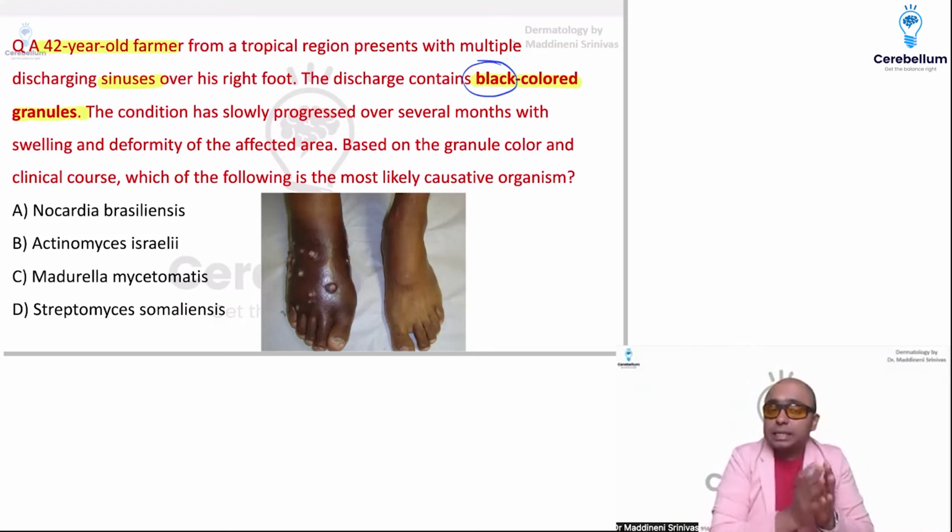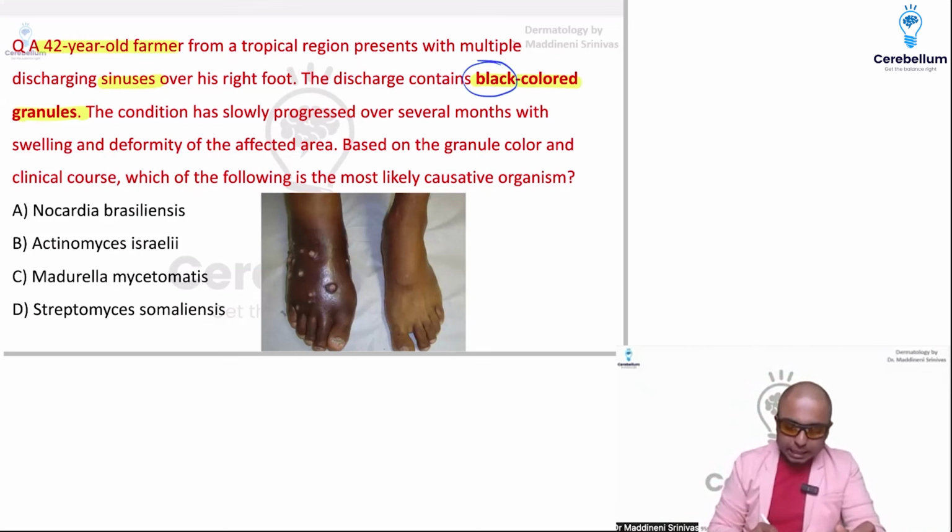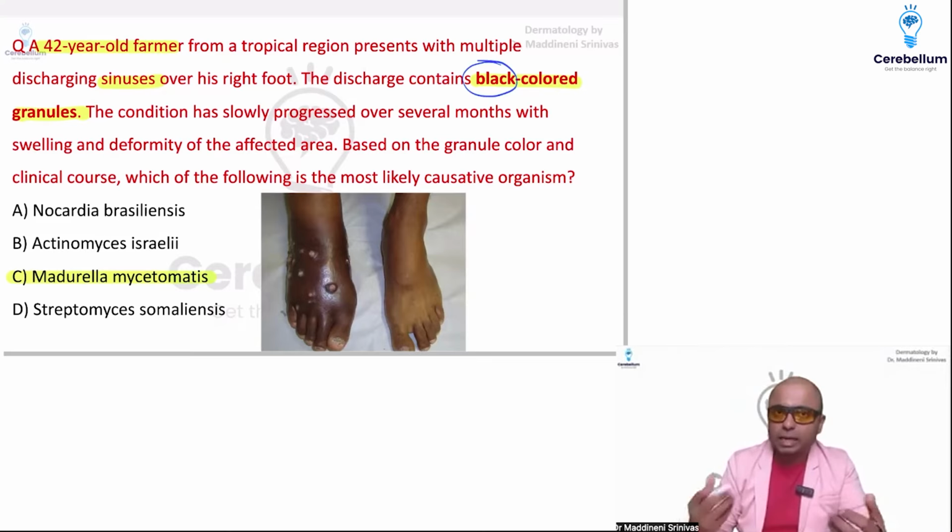Black colored granules is seen in Mycetoma. Mycetoma is due to the fungus. And in the options, as you can see here, it is Madurella mycetomatis, which is going to be the fungus which is going to produce this Mycetoma. Rest all the others are associated with actinomycetoma.